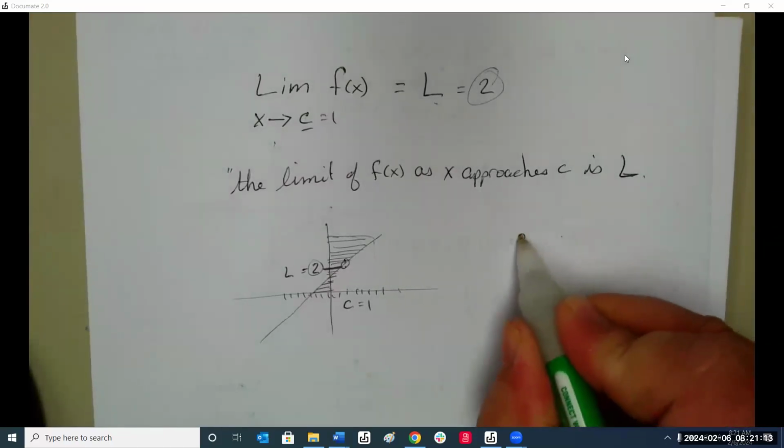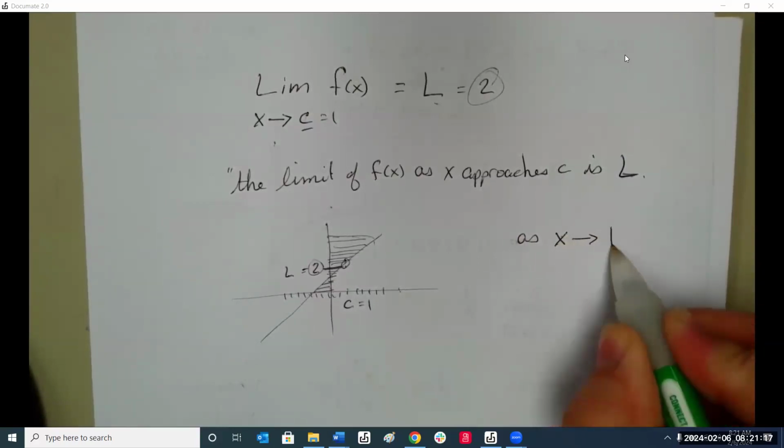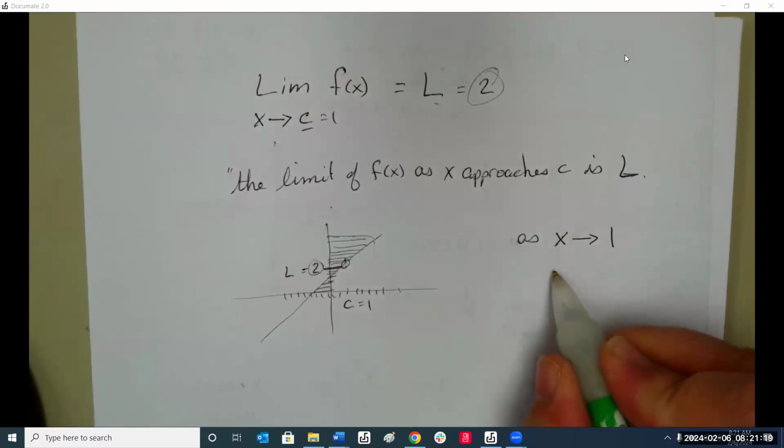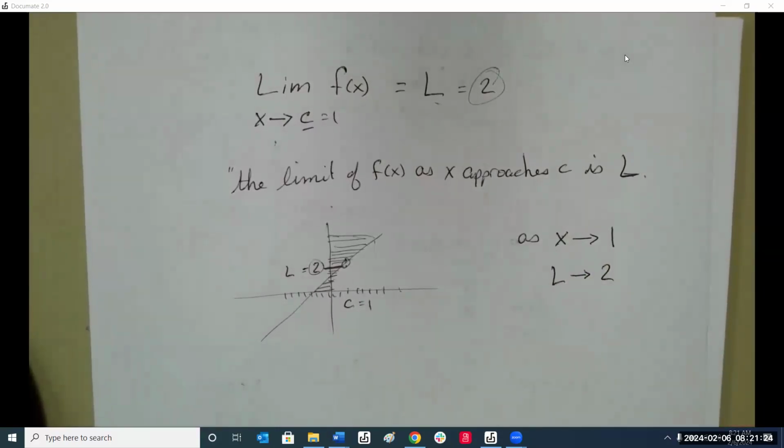So as x approaches 1, L approaches 2. That's what it's really telling us.